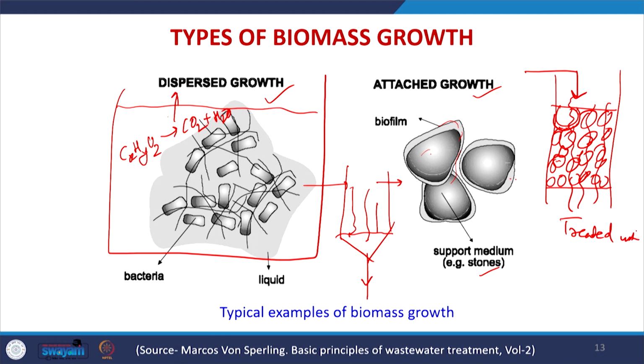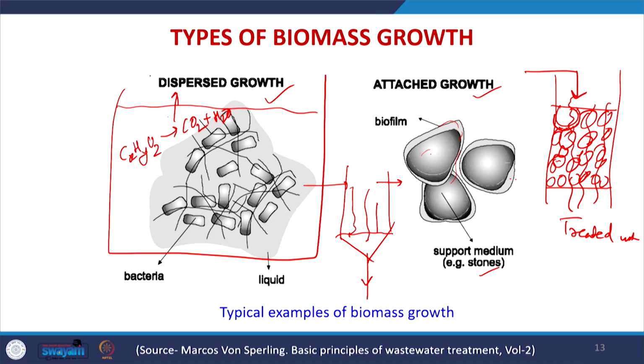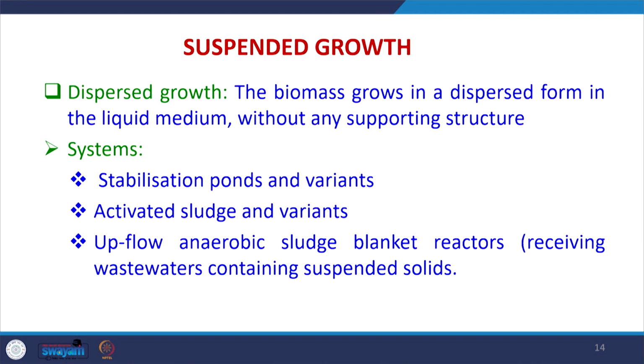So, this is how the systems are classified. We have two types of system: one is called dispersed growth and another is called attached growth. So, we have the dispersed system or suspended system, and the other is the attached system. Now, in the suspended growth, the biomass grows in the dispersed form in the liquid medium without any supporting structure. So, we can call it the dispersed system or suspended system, they are essentially the same.